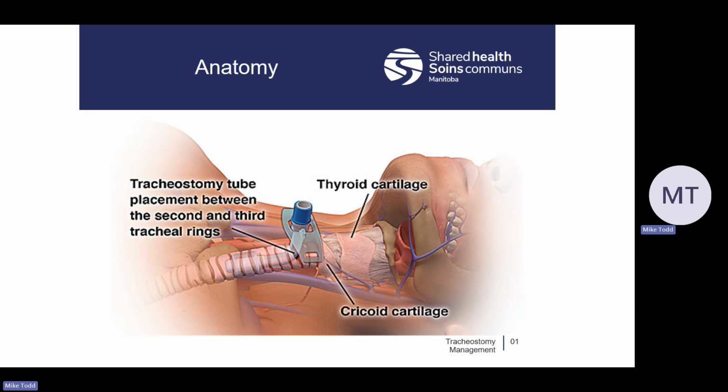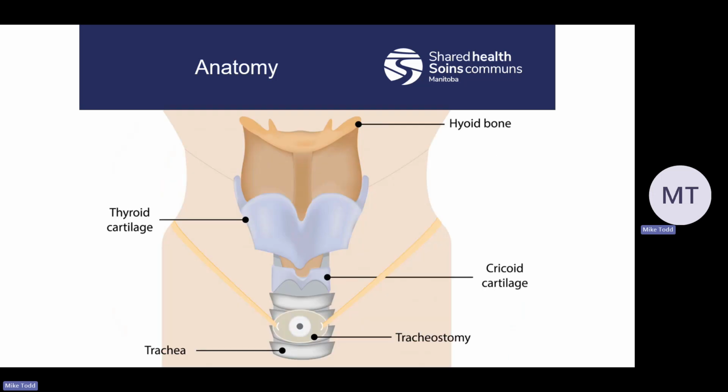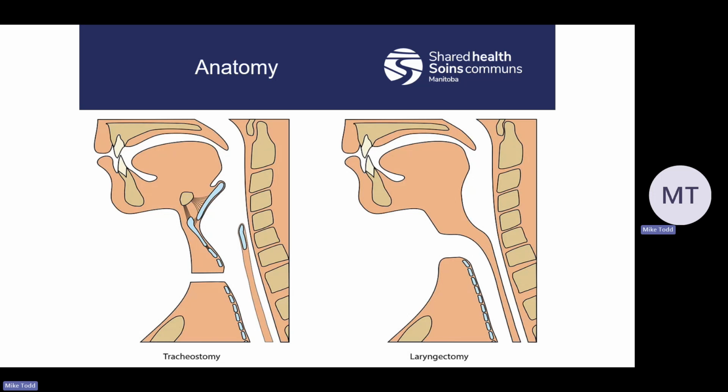And this way they can keep it on there and possibly use it at home after therapy for longer term support. So as you can see here, it lies in the actual trachea below the cricoid cartilage. Other things to consider with anatomy: there's a difference in terminology and in what procedures are actually being done to these patients.